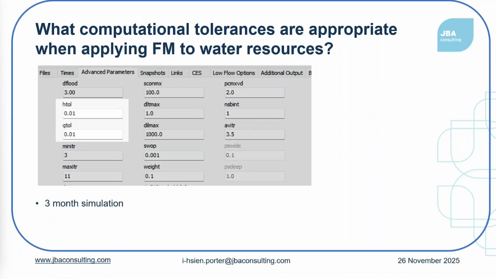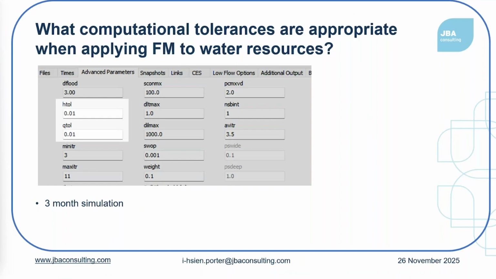And what's more, the simulations we were doing lasted 3 months. And that was because we wanted to understand the sort of seasonal variation in lockage flows over time, like I showed before. So over that time period, even if we only tolerate a small error at every time step, that error could potentially accumulate. So does that mean that we should be tightening our convergence criteria?